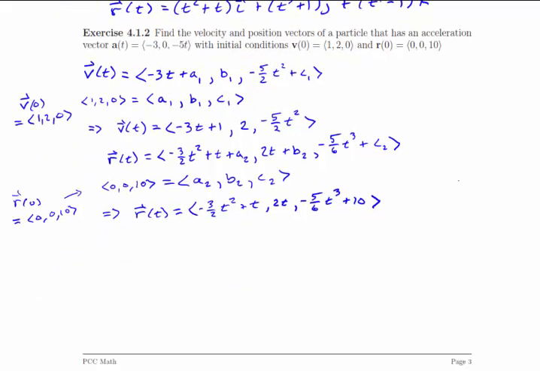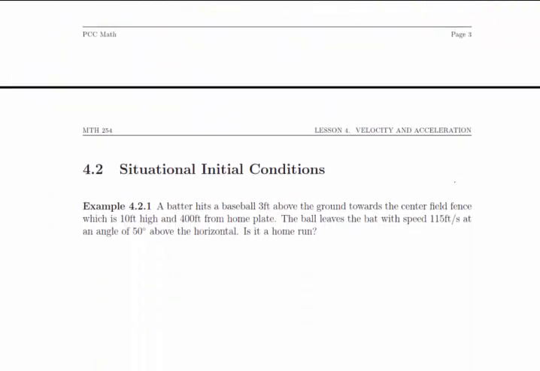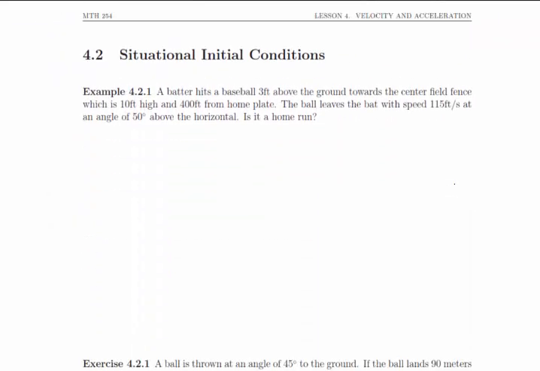All right, so let's go ahead and move on to situational initial conditions, which is really just applications of exactly what we've been doing, where we're going to look at an acceleration function, a vector valued function, and then be able to use that with initial conditions to come up with velocity and position, and use that to tell something about a specific situation.